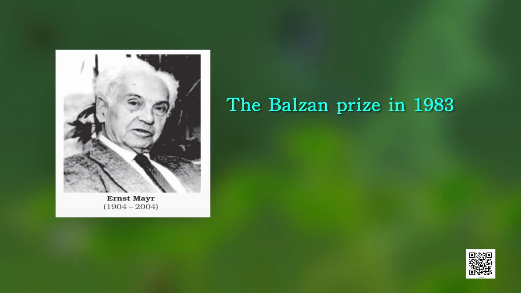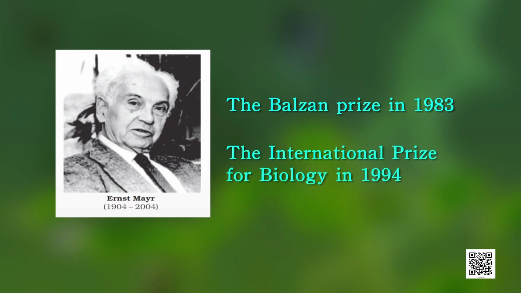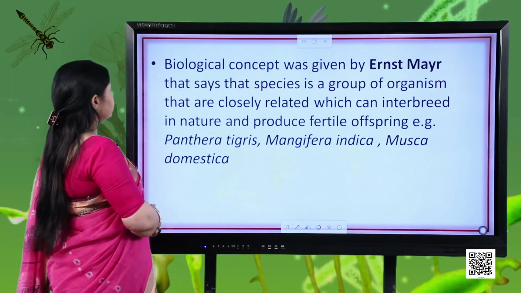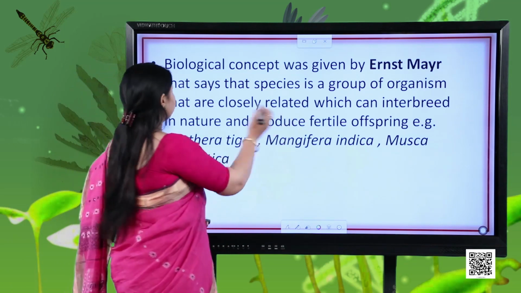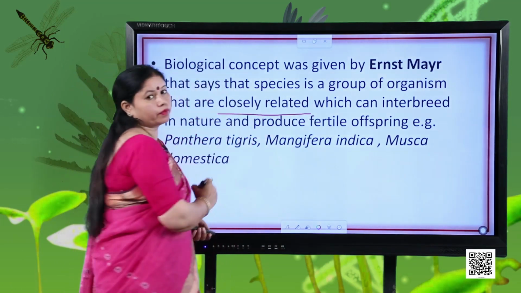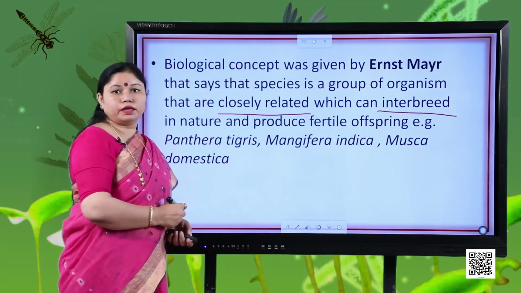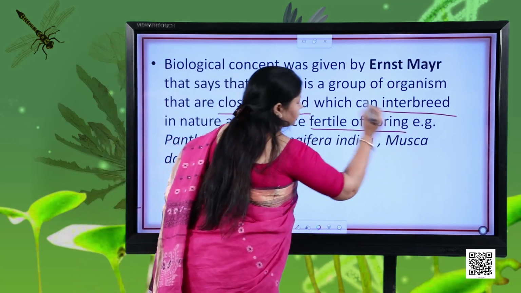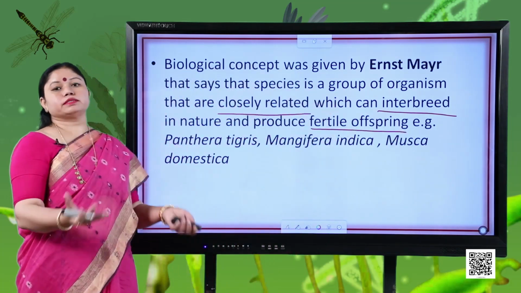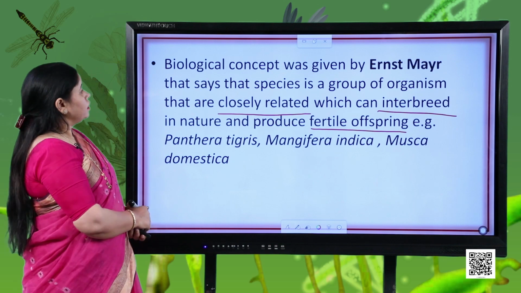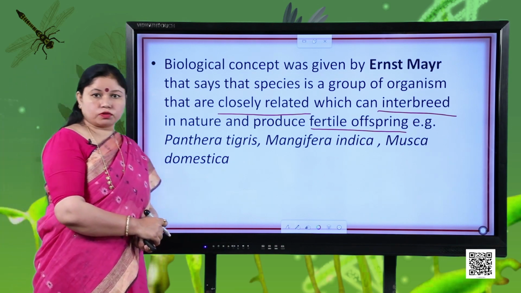The Balzan prize in 1983, the International Prize for Biology in 1994. The biological concept given by Ernst Mayr says that a species is a group of organisms that are closely related. They can interbreed among themselves and they produce fertile offspring. There are enormous types of species. Let us take a few examples: Panthera tigris, Mangifera indica, Musca domestica.